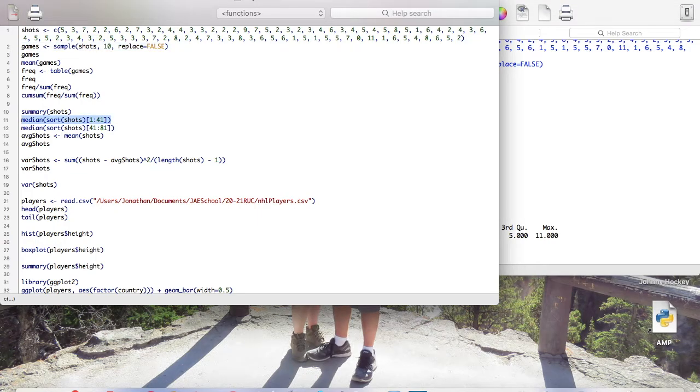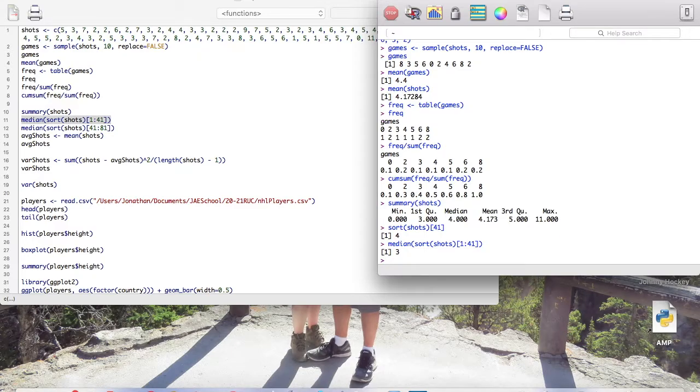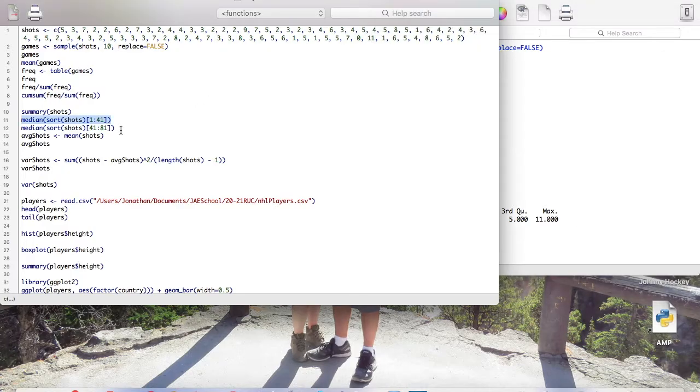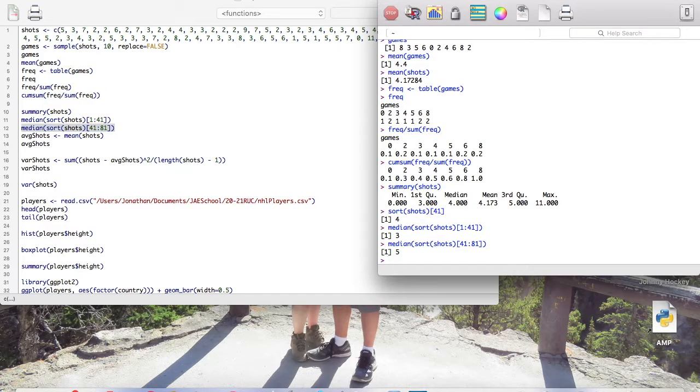So in this case, what we can do is call the median of sorting all of our shots and then looking at the bottom half. So in this case, I'm going to take values 1 through 41. And for the top half, I'm going to take values 41 through 81. So I'm using that 41st value twice. And if we do that, we get 3. And if we take the median for our top half, we get 5, which is exactly what's coming from the summary.